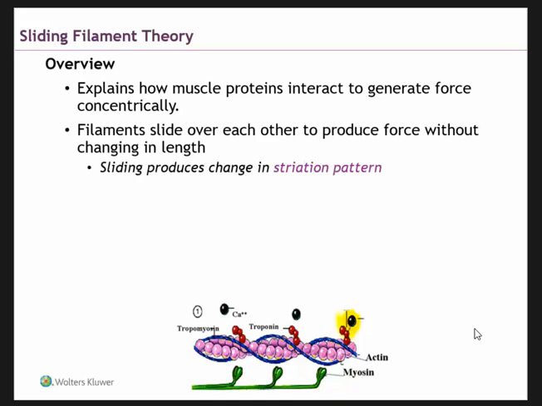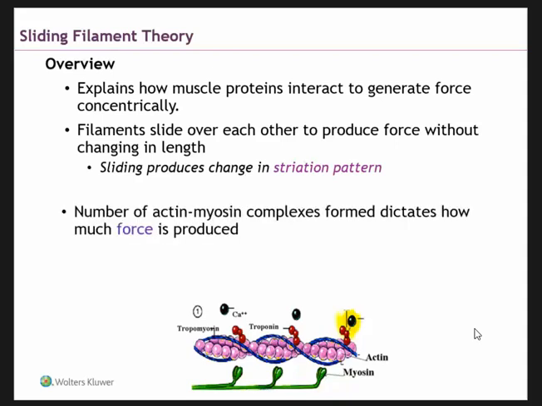So we know from the last video that the filaments will slide over each other to produce force without changing in length. Actin and myosin don't change in length themselves. The sarcomere does change in length. So when they slide past each other, the sarcomere will shorten, but those filaments remain the same size. The sliding, though, is what produces the change in the striation pattern that we learned about earlier.